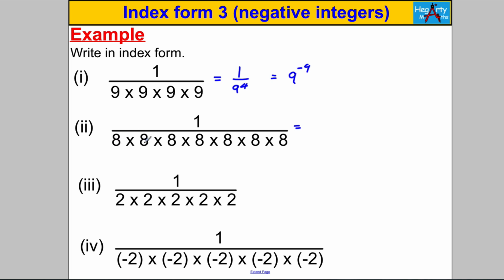Can we do this in one move? 1 over 8 times 8 times 8 times 8 times 8 times 8 times 8. We've got 7 eights multiplied. 1 over 8 to the power of 7, we can just write as 8 to the negative power of 7. What about this? Can we do it in one move? There's 5 2's multiplying. 1 over 5 2's multiplying together is 2, not to the 5, but to the negative 5. And the last one, we've got negative 2 multiplying together 5 times. So this is going to be negative 2 to the power of negative 5, like that. Alright?